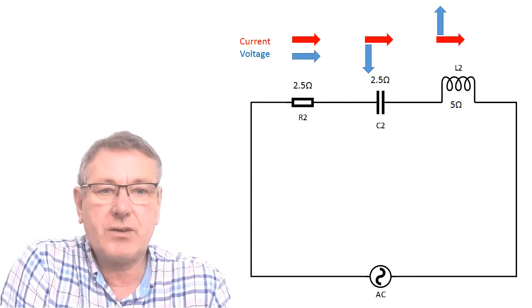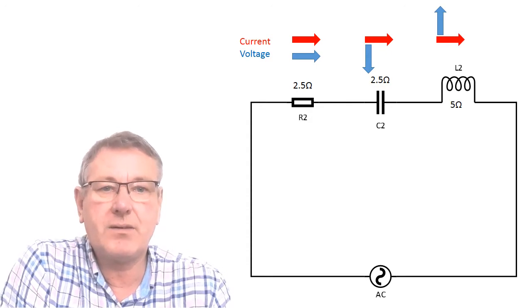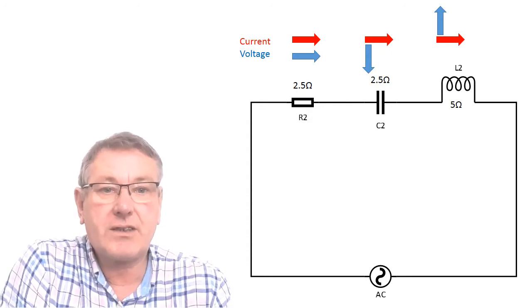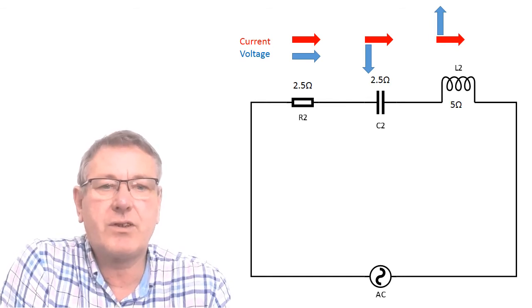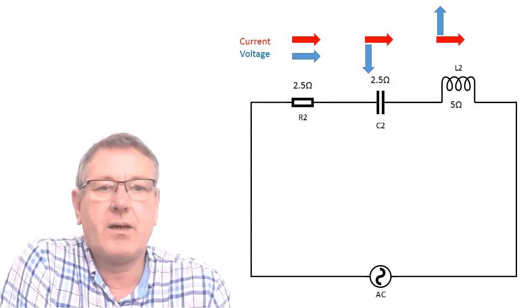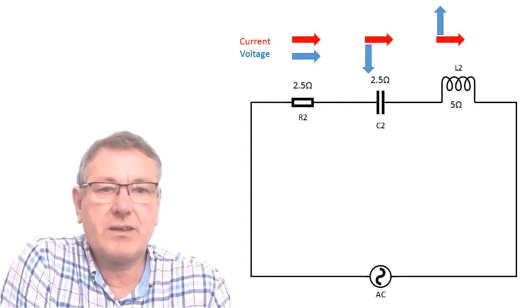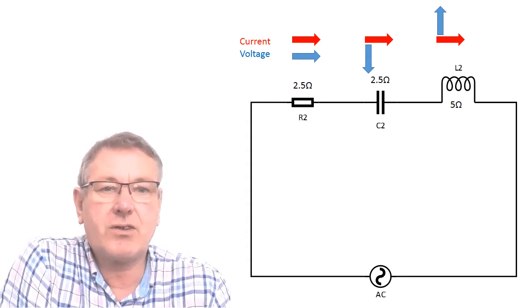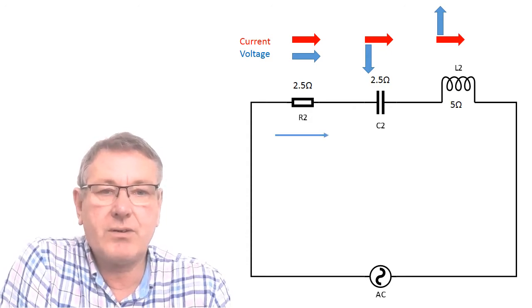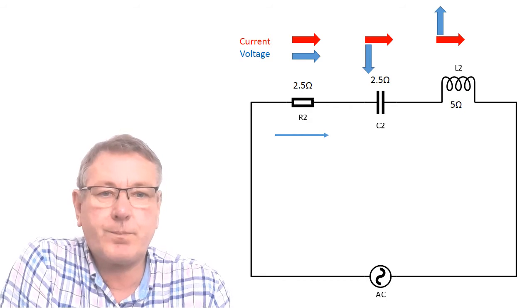So the first thing I'm going to do is draw phasors on the circuit diagram. I'm going to scale the phasors to the length of the reactance or the resistance, and I'm going to give them a direction following the direction of the voltage across that component. The first value we're going to put in is the resistor, so I'm going to scale that at 2.5 because it's 2.5 ohms, and the voltage across the resistor is in phase with the current, so we'll make that horizontal.